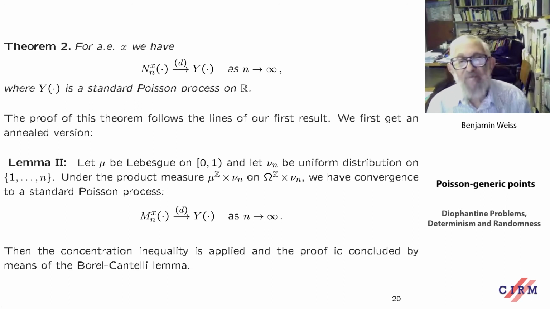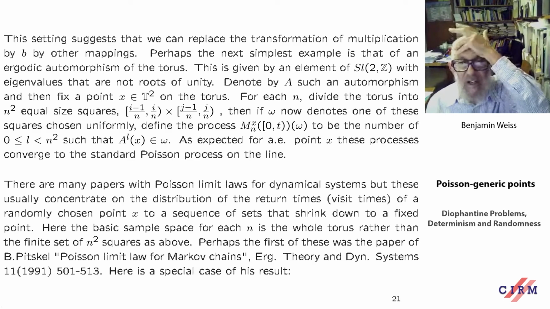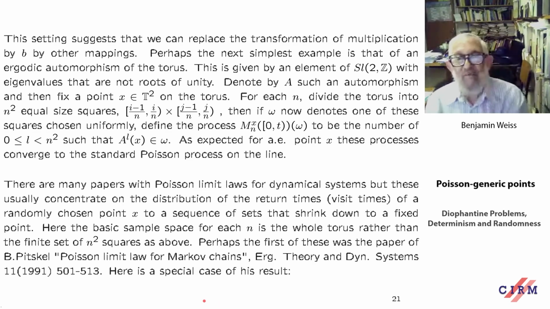Now, why did I put this suddenly into a dynamical setting? I put this in a dynamical setting because this suggests that instead of multiplication by b, we can use other mappings. And I think this is the more interesting novelty in our work. And the next simplest example, you might disagree with this, but I'm thinking of the next simplest example of a hyperbolic system.